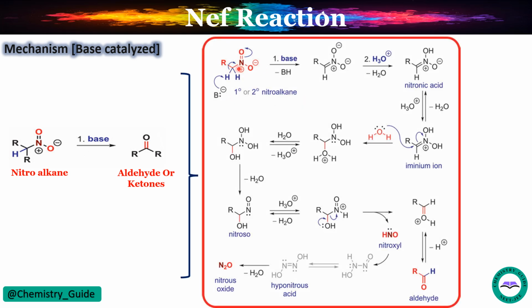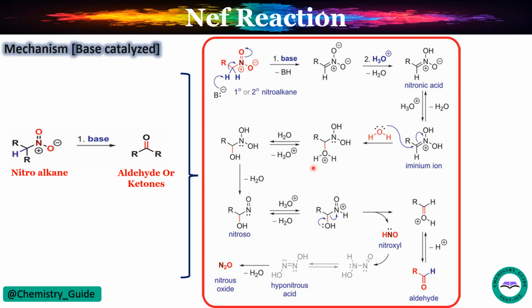Since this is a nitro group and the alpha protons are highly acidic, in the first step there is a proton abstraction by a base to give the nitroiminium. This nitroiminium is protonated in acidic medium to give the nitronic acid. This nitronic acid is again protonated to give the iminium ion. This iminium ion contains the electrophilic carbon, which is attacked by the water molecule to give the product with the water.